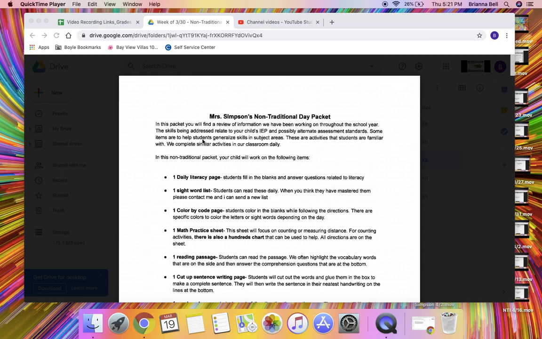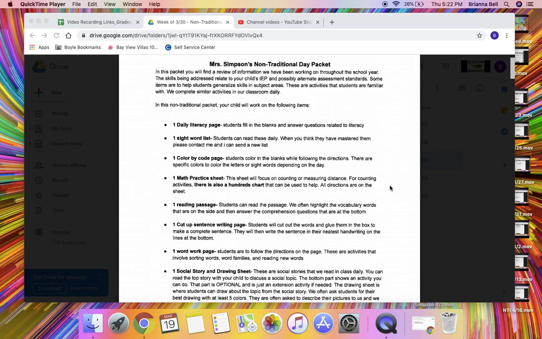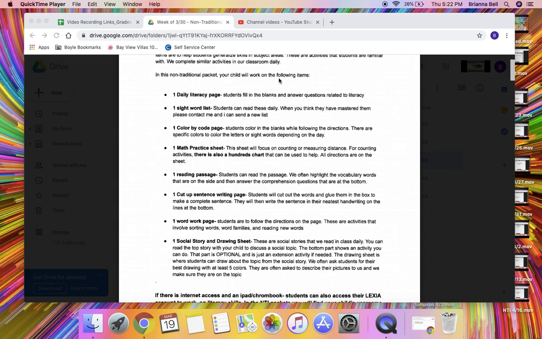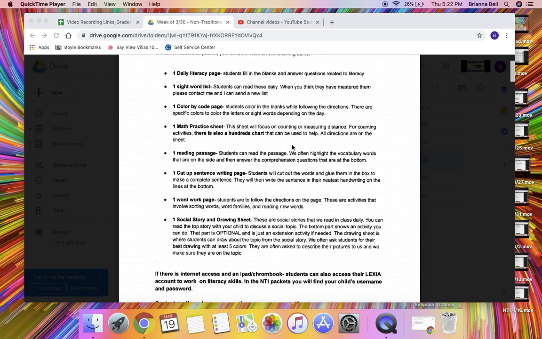Some items are to help students generalize skills in subject areas. These are activities that students are familiar with. We complete similar activities in our classroom daily. In this non-traditional packet, your child will work on the following items.